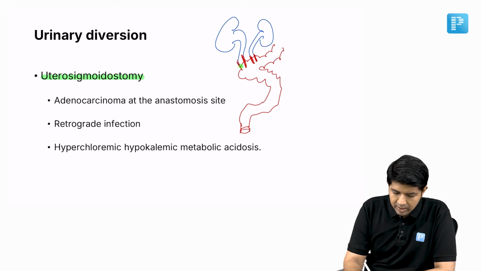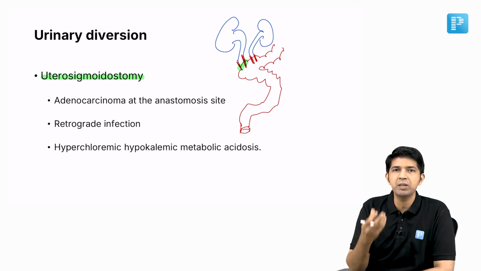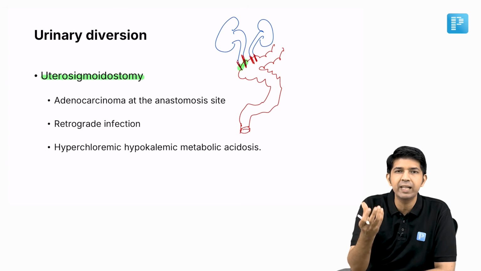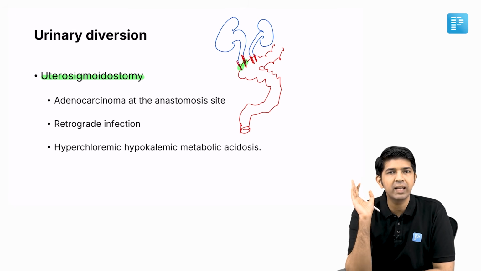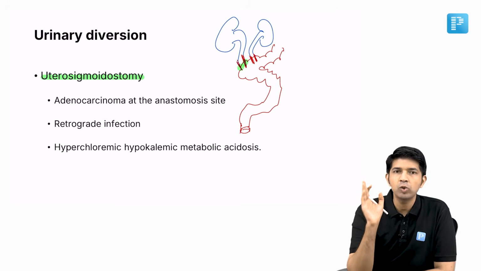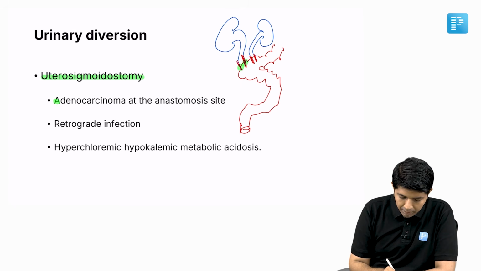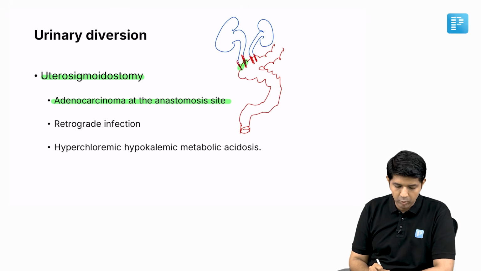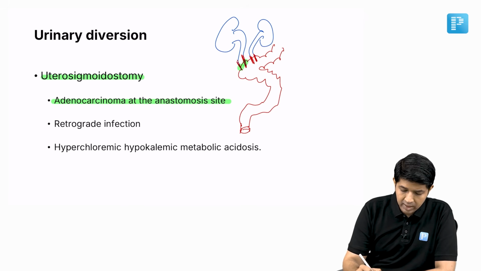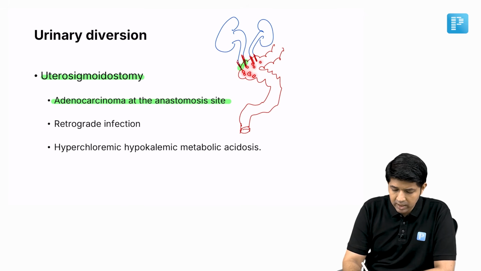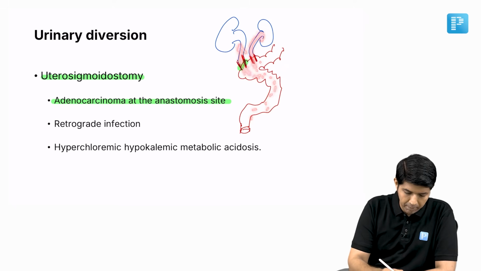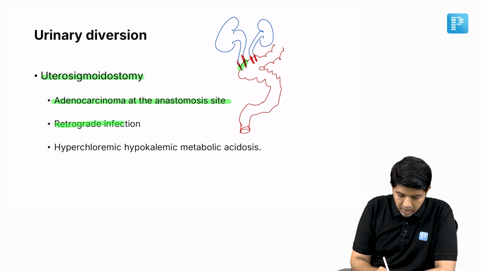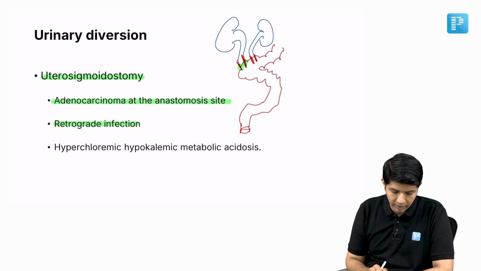Now the problem is in this area there is constant irritation because of the toxic elements of the urine. Okay, now it is the urinary elements which are causing irritation and problem to the colon. So this patient is at a higher risk of developing adenocarcinoma at the anastomotic site. Second thing is colon is an area where there is a lot of bacteria. Now this bacteria can go up the urinary tract and cause pyelonephritis. So it can cause a retrograde infection and cause pyelonephritis.